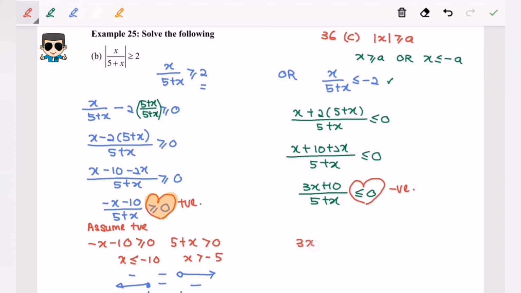We have 3x plus 10 and 5 plus x. So we have to assume it is always positive. So greater than or equal to 0, but only greater than 0 for 5 plus x, because it is a denominator and you cannot equate it with 0 because it will become undefined. So finally, x will be greater than or equal to negative 10 over 3 and x will be greater than negative 5.